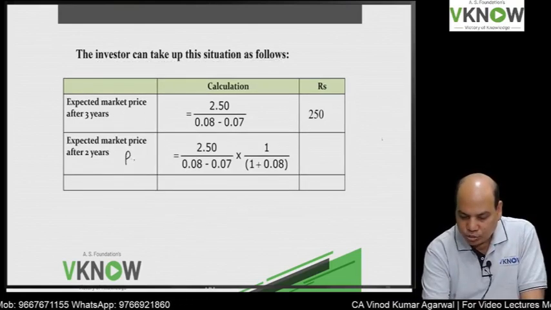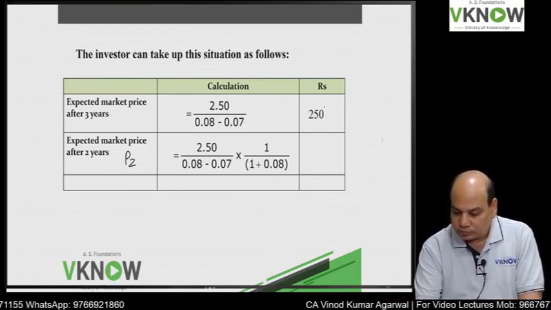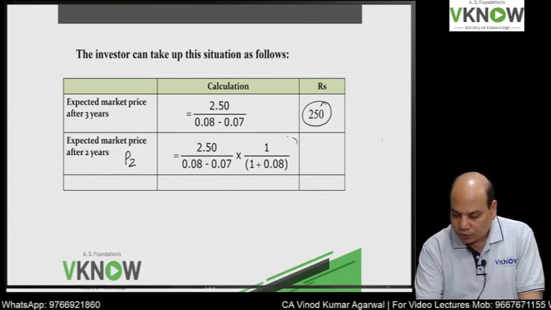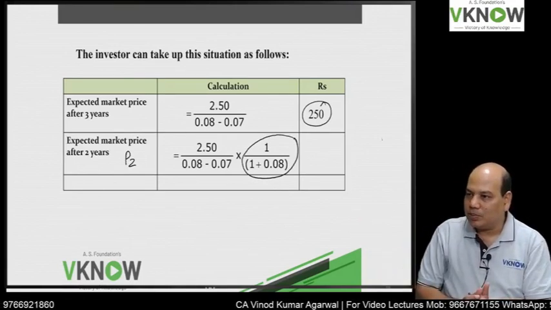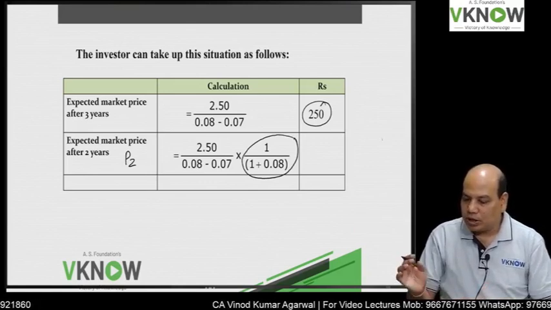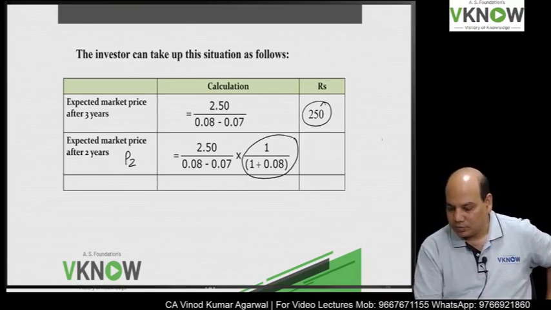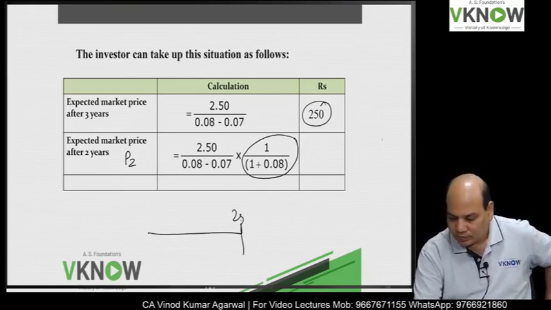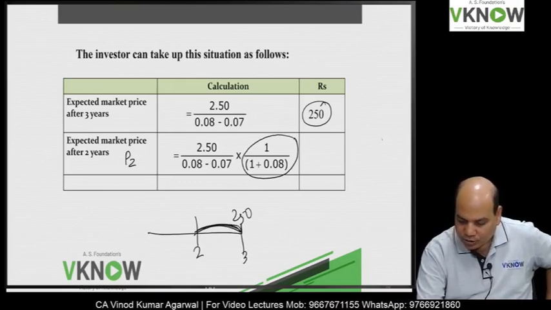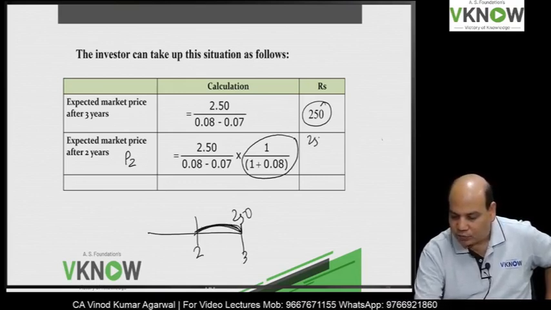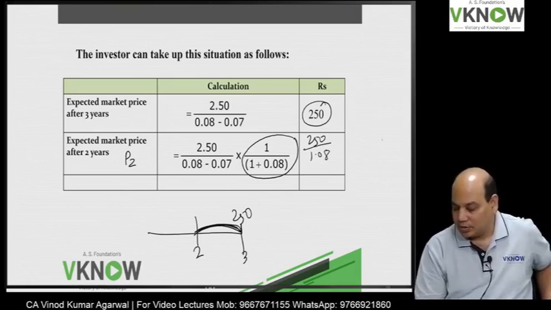Then write down P2. P2 will be, this is the price of the third year. So if you discount it by 1 year factor, from P3 it will become P2. So type 250 divided by 1.08. 250 is here. You have to bring it to year 2. So the gap is 1 year. So just simply take 250 divided by 1.08. That will give you the price at the end of year 2.